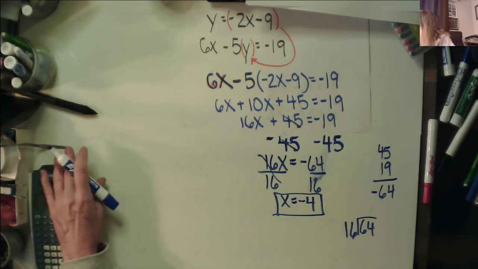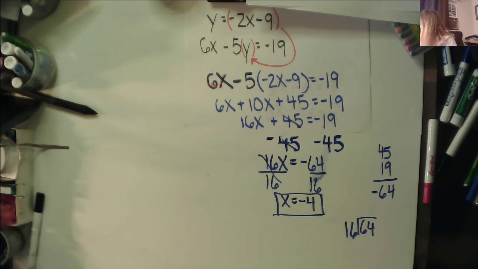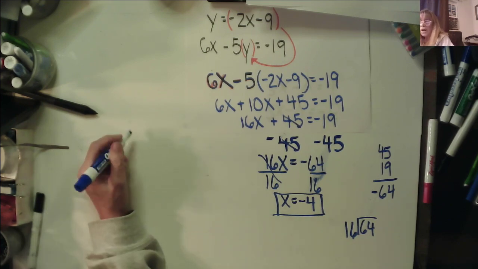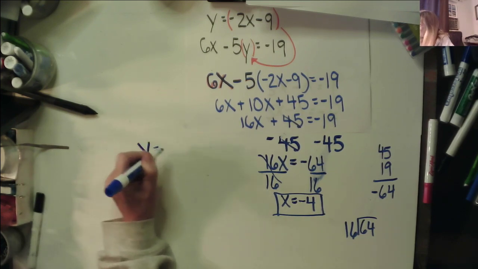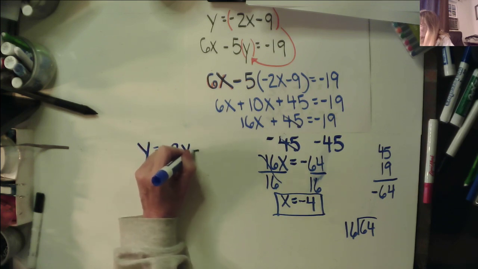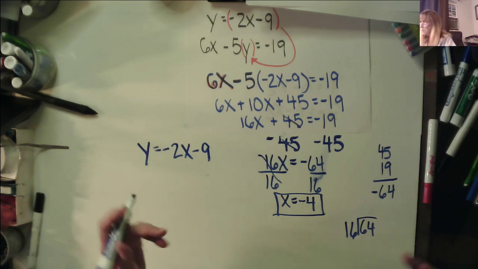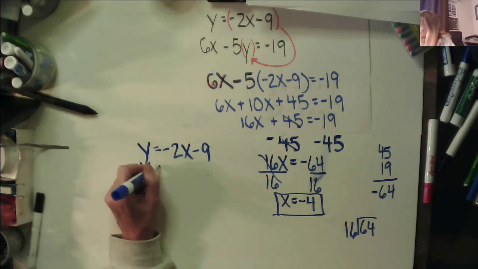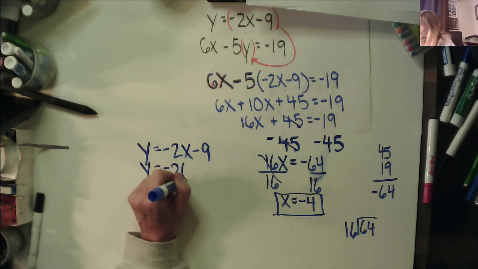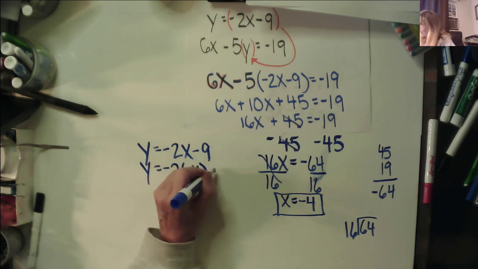So there you go. So now we're going to go back up here because we know our x, but we want to find our y. So let's get our y. Y equals negative 2x minus 9. I like to rewrite the problem. Keeps it neat, keeps it organized. Now I'm going to plug in the value. Negative 2 times negative 4 minus 9.